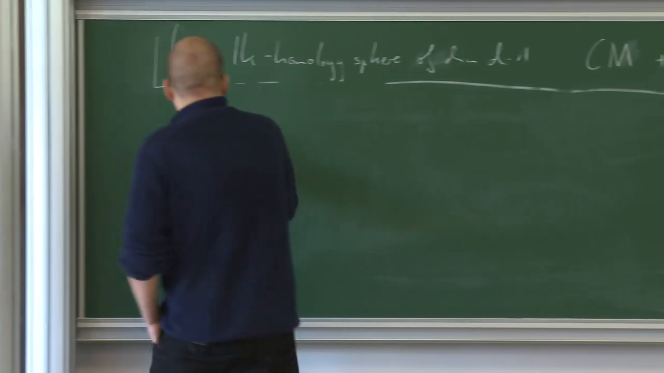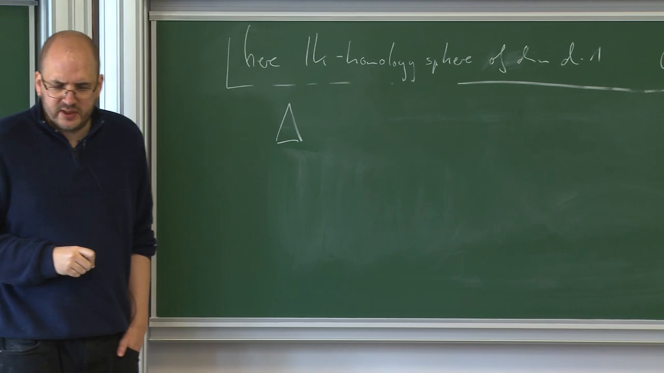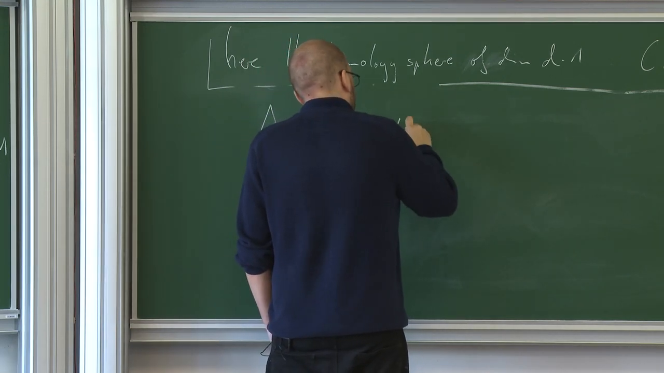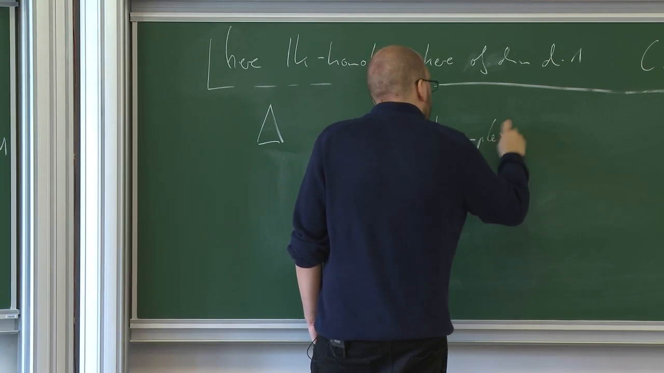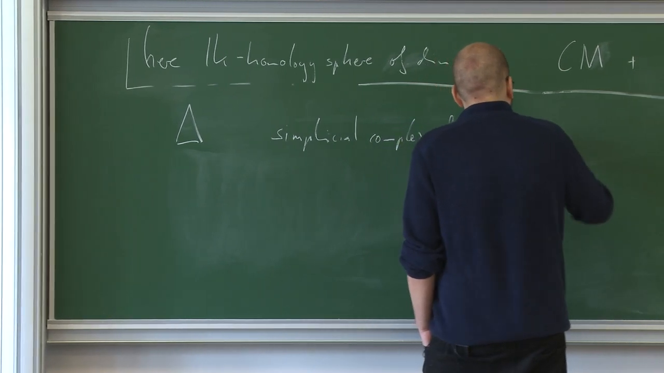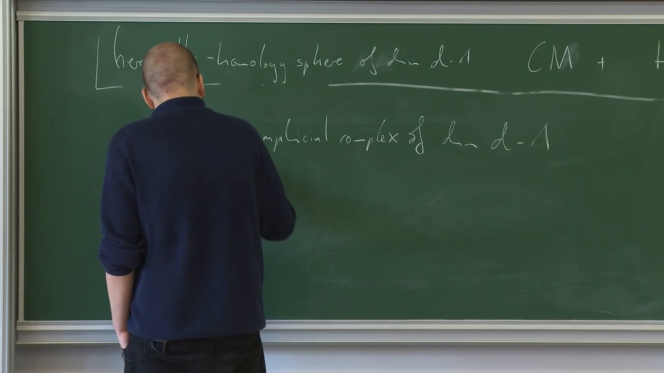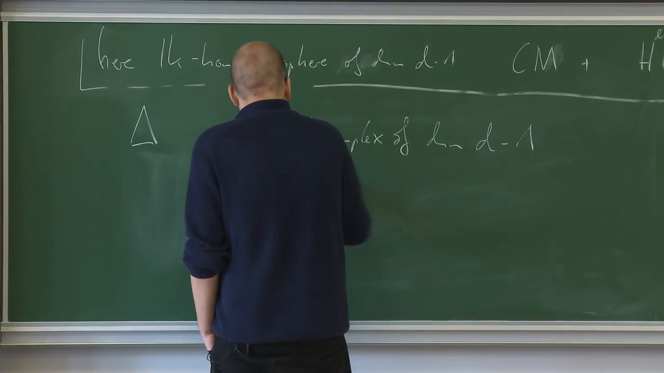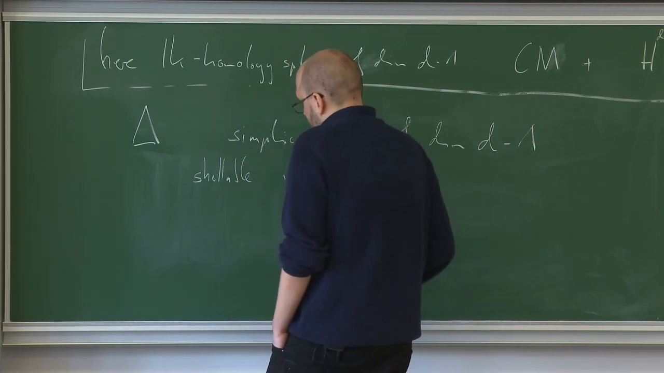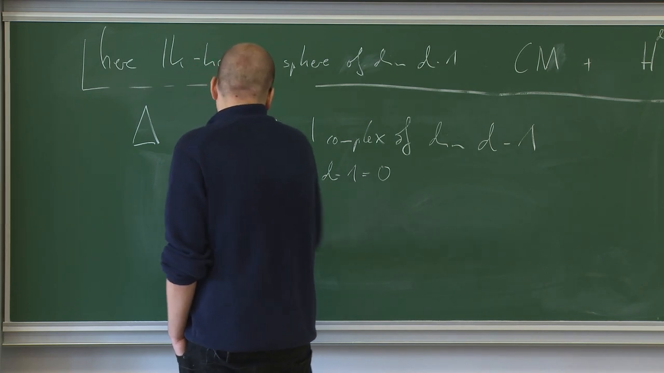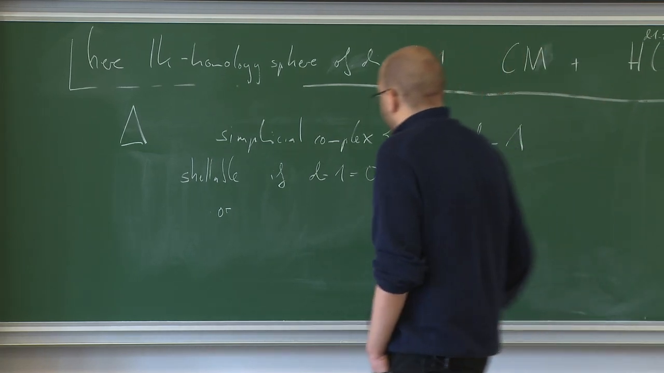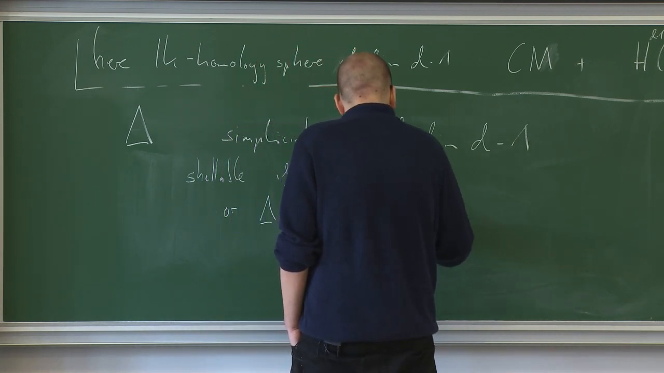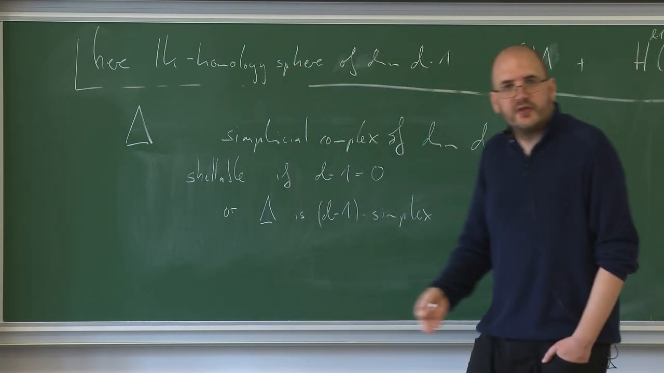So let me introduce a notion. Let's consider a simplicial complex delta, and this is a simplicial complex of dimension d minus 1. And I call it shellable if d minus 1 is equal to 0. If it's higher dimensional, I have to say something non-trivial. So delta is a d minus 1 simplex. All right, so delta is really just one simplex of dimension d minus 1.